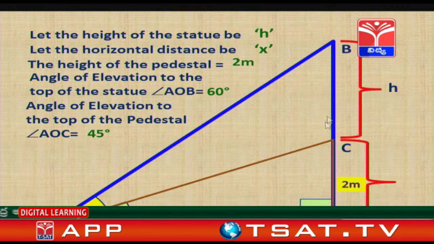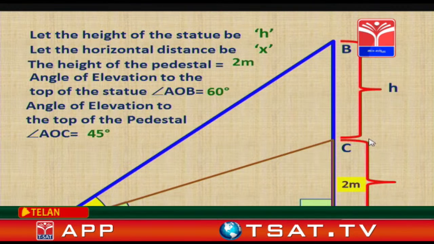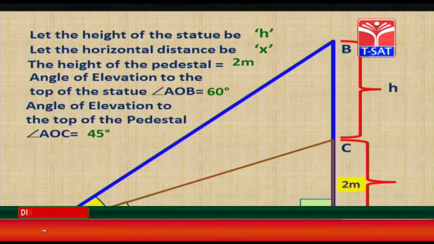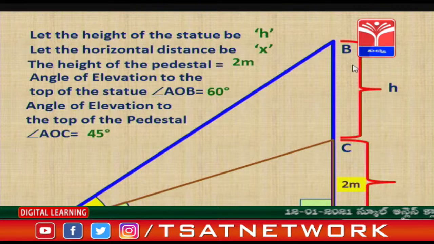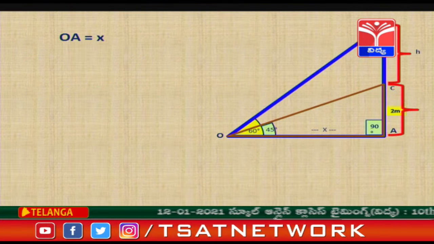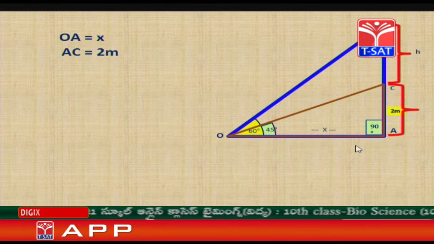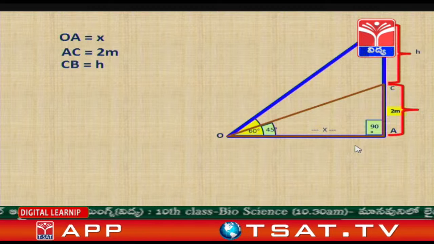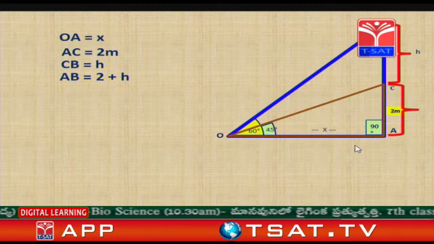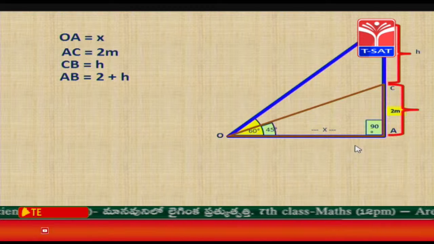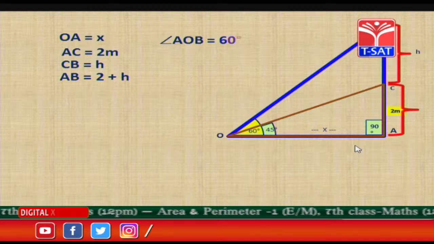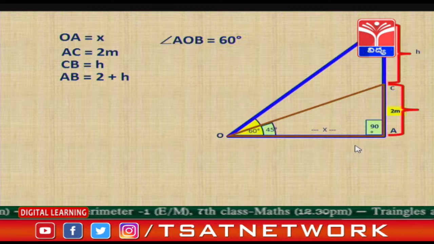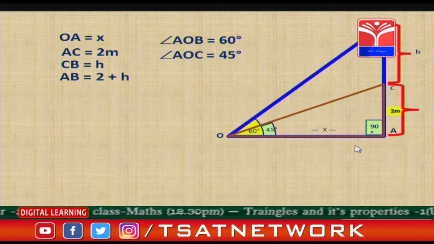Before going to solve the bigger triangle, let us take the smaller triangle, that is AOC, and solve it first. But what is the complete length of AB? OA is equal to x, AC is 2 meters, CB is the statue part, that is h. Now, AB, the complete height of the statue including the pedestal, is 2 plus h.